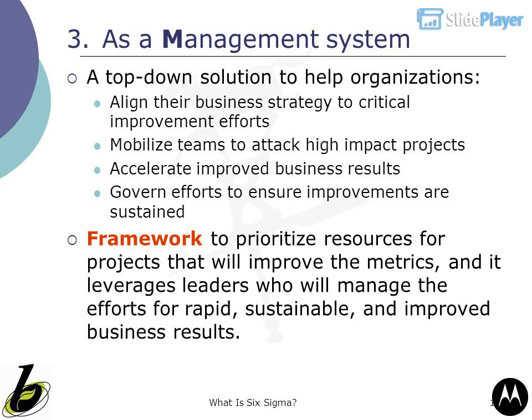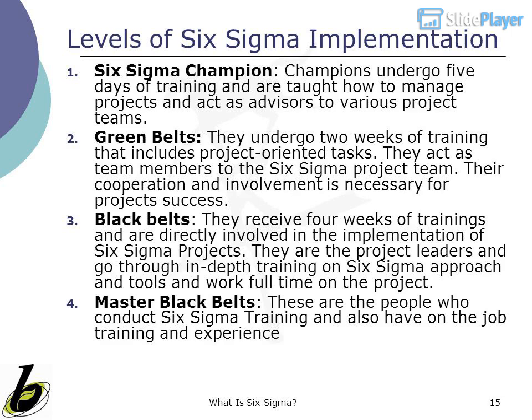What is Six Sigma? Levels of Six Sigma implementation. Six Sigma Champion. Champions undergo 5 days of training and are taught how to manage projects and act as advisors to various project teams. Green Belts. They undergo 2 weeks of training that includes project-oriented tasks. They act as team members to the Six Sigma project team. Their cooperation and involvement is necessary for project's success.